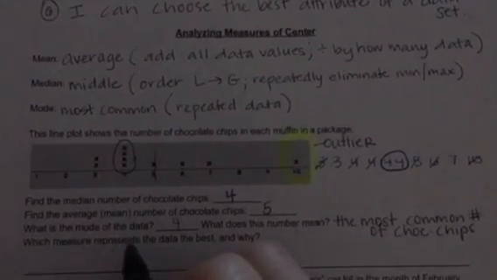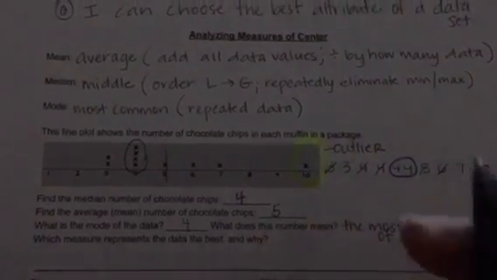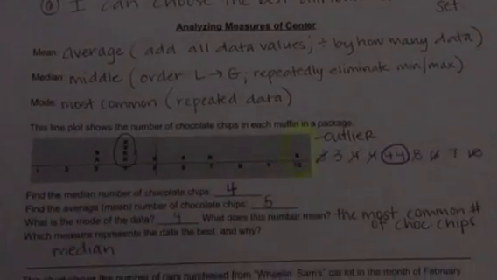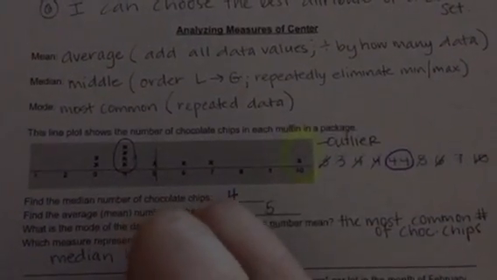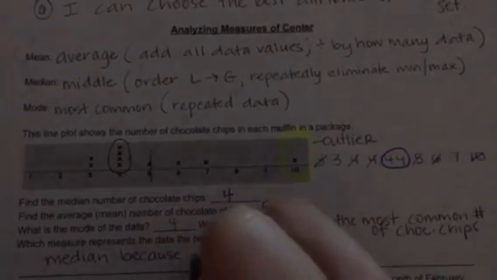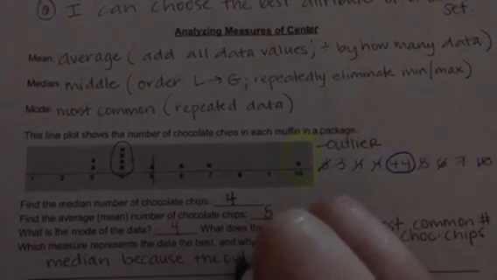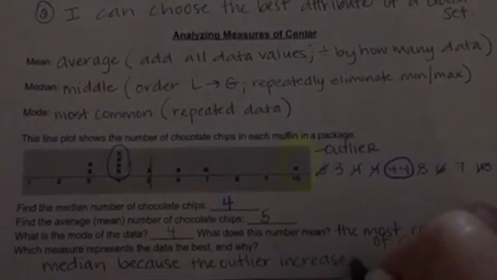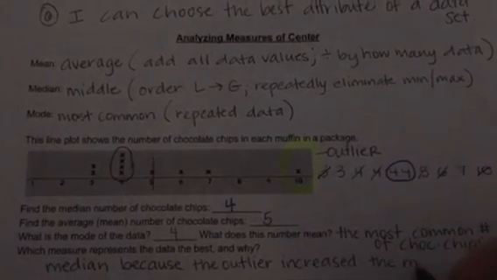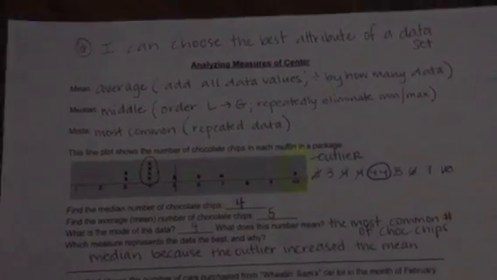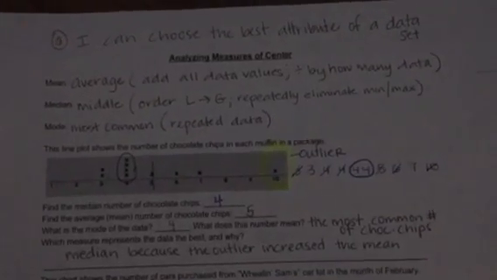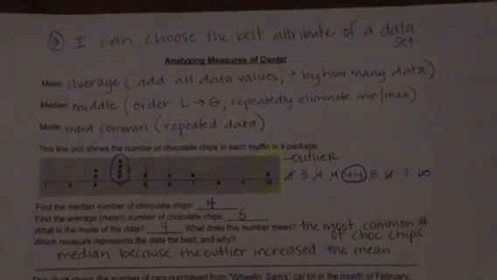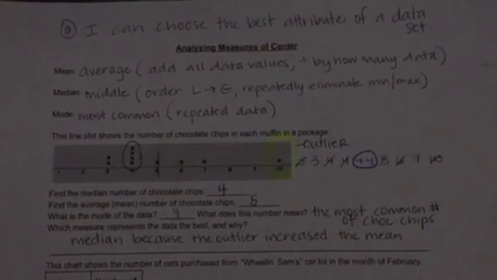It makes it different than what it's supposed to look like. So, which measure represents the data the best and why? In my opinion, I think the median represents the data the best because the outlier increased the mean or the average. So if you need to pause the video to copy that down, that's fine. And then whenever you're finished with that, go on to the next video, which will do the next example with you.